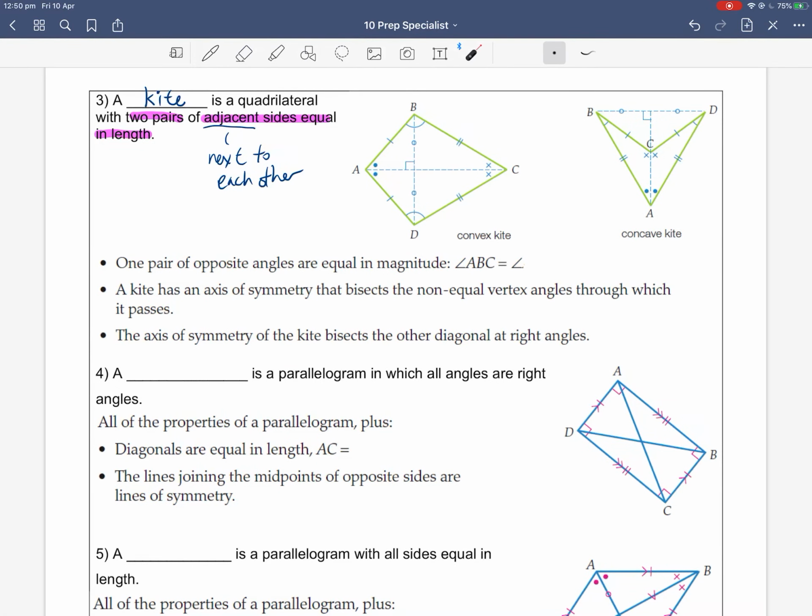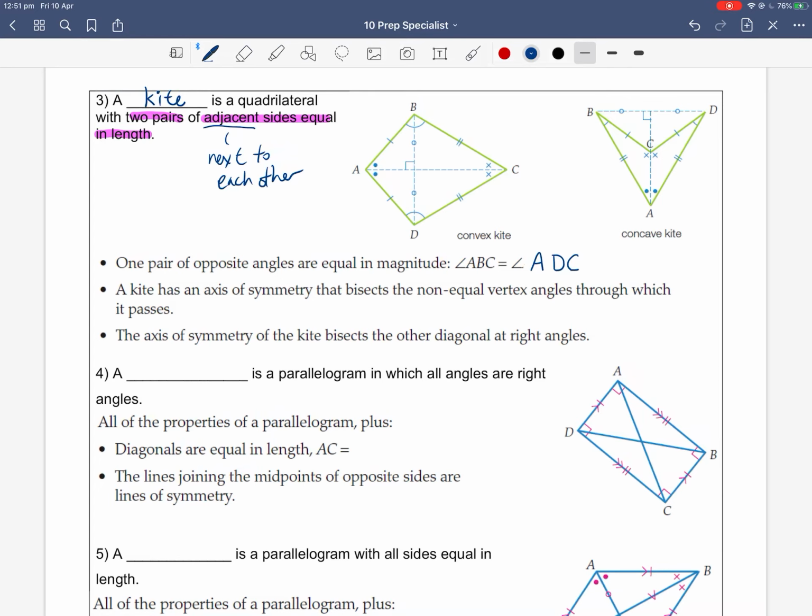Other properties of a kite: one pair of opposite angles are equal in magnitude. So specifically ABC, that's the same as ADC because they're opposite pairs of angles. So ABC is the same as ADC. So again, make sure the order of your vertices are the same, so they're corresponding. The next dot point is the kite has an axis of symmetry that bisects the non-equal vertex angles through which it passes.